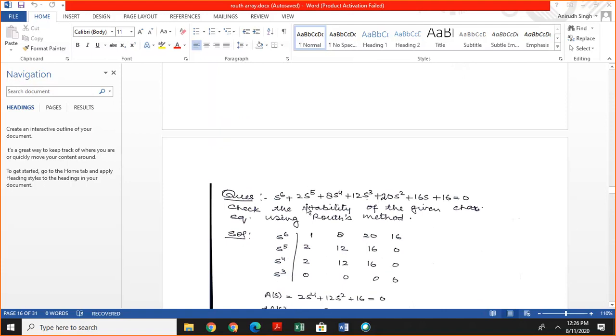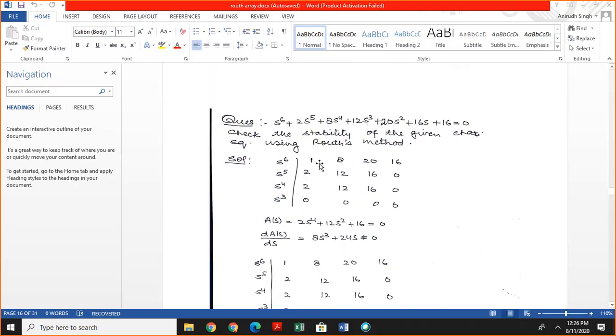First question, determine the system stability whose characteristic equation is given by this equation. First form the array. S raised to the power 6, write 1, 8, 20 and 16. Then for this row, s raised to power 5, first coefficient is 2, then next is 12 and next is 16.